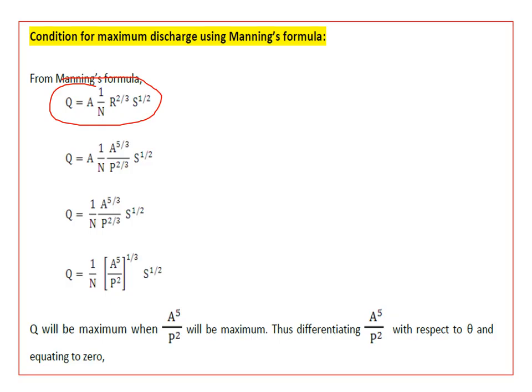In this case, what is R? It is A by P. So substituting A by P here, this is 2 by 3. Now 1 plus 2 by 3 is 5 by 3. This is P to the power of 2 by 3, so make a correction here, it is 2 by 3.